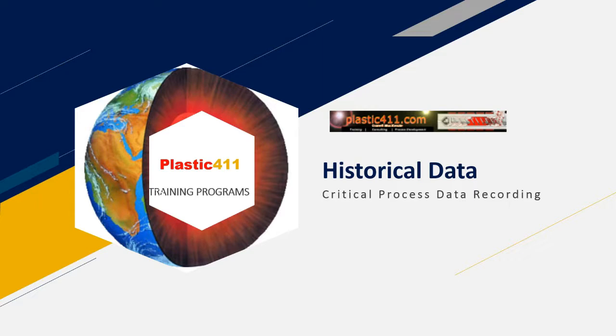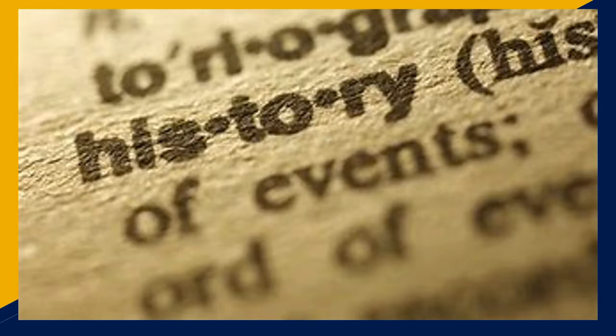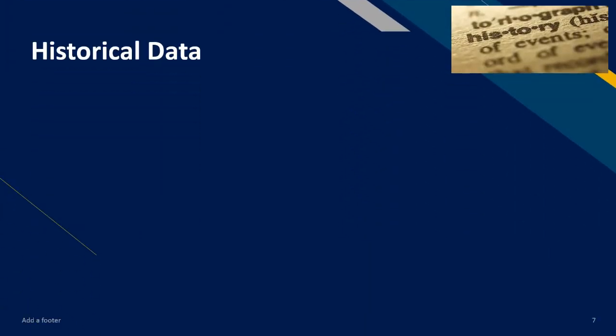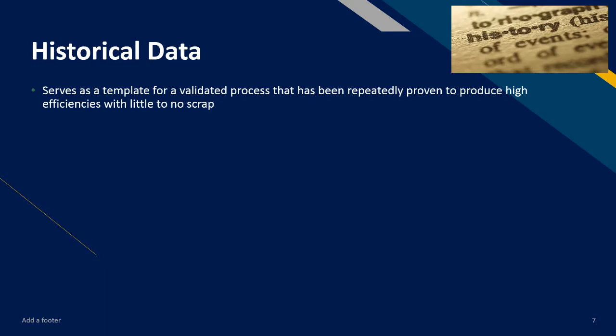So let's first take a look at historical data. We're going to go over the critical process of data recording. So what is the purpose of recording historical data? Historical data is recorded to define the critical requirements of a molding process. Based on that, historical data serves as a template for a validated process that has been repeatedly proven to produce high efficiencies with little to no scrap.